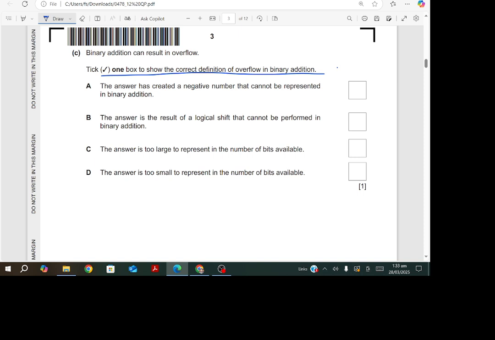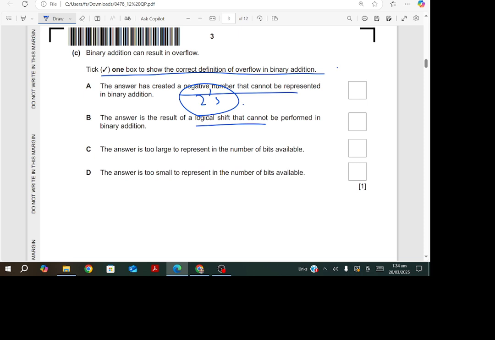The answer has created a negative number. No, overflow has nothing to do with the negative number. If it was 2's complement, then we would have written that it's okay, negative number. Result cannot be performed in binary addition. No, nothing with logical shift. Answer is too large to be represented in the number of bits available.